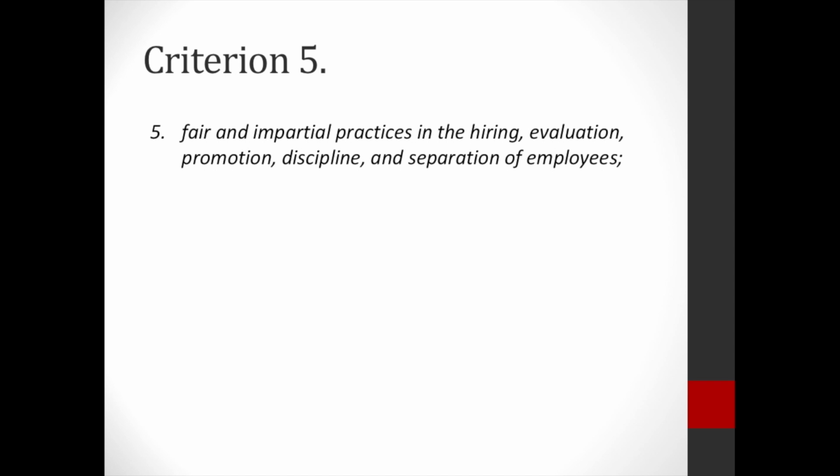In Criterion 5, institutions should show evidence of procedures and guidelines in the hiring, evaluation, promotion, discipline, and separation of employees. This criterion would include policies and guidelines on the selection, promotion, and tenure of faculty, as well as teaching evaluations, including full and part-time or adjunct faculty.